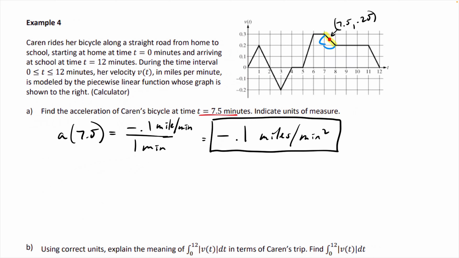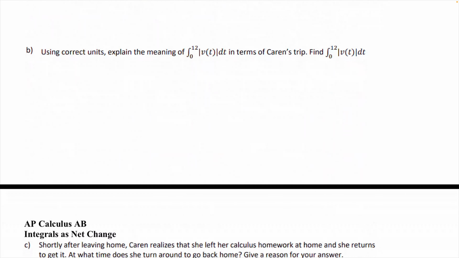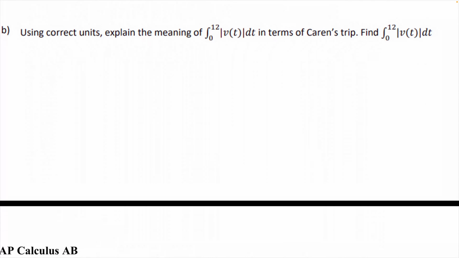Okay. All right, let's go to B now. So B, they want us to do 2 things. They want us to tell what's the meaning of this and find this. Well, this guy looks familiar.